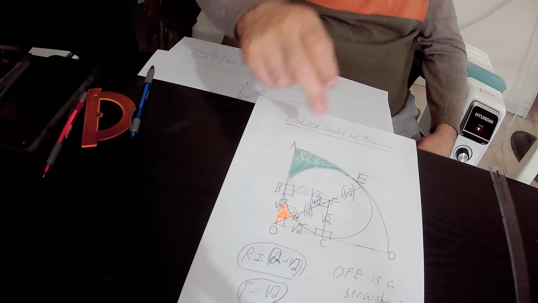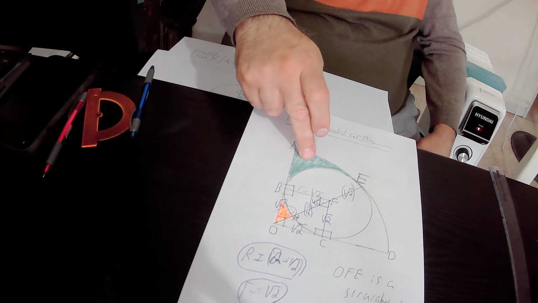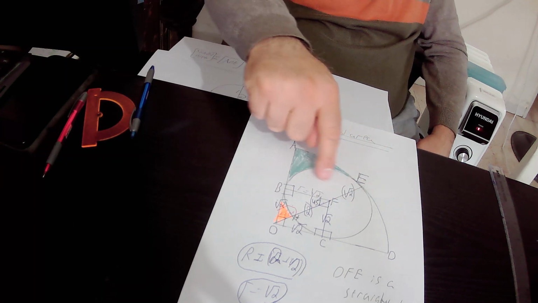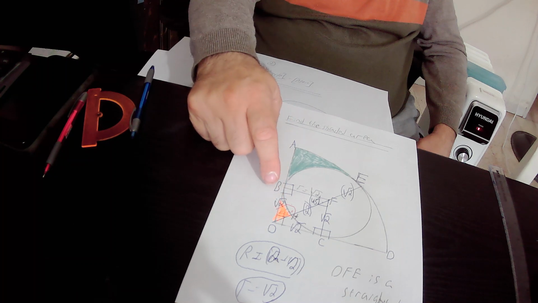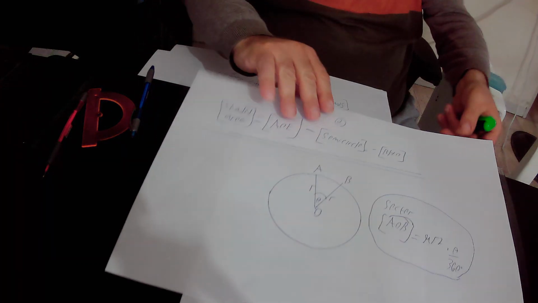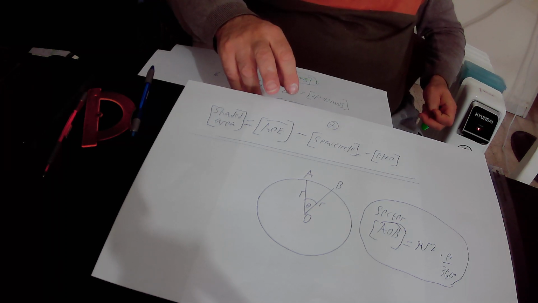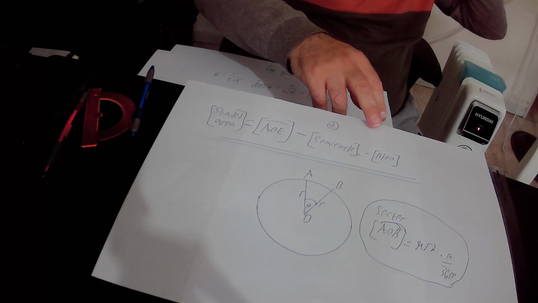Therefore, the value of this shaded area will be equal to the area of sector AOE minus the area of this semicircle minus the area of the orange shape HBO. Repeat again. The value of the shaded area equals the area of sector AOE minus the area of the semicircle minus the area of shape PHO.